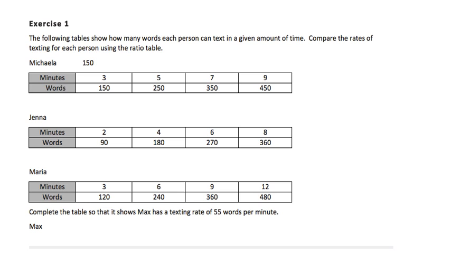So Michaela can text 150 words in 3 minutes. There's the ratio, and that's also a division problem. So 150 divided by 3 is 50 words per minute. Jenna can text 90 words in 2 minutes. So 90 divided by 2 would be 45 words per minute. And finally, Maria can text 120 words in 3 minutes. And when we divide that, we get 40 words per minute. Now, when we compare their actual rates, we can see that Michaela can text the fastest, 50 words per minute.